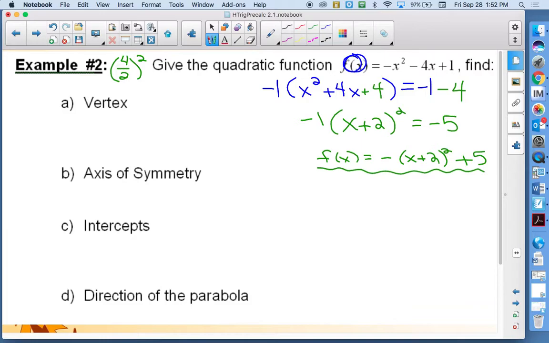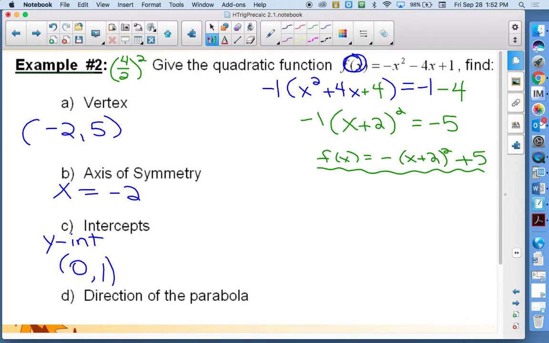Eris, what is the vertex? And the axis of symmetry? And how about the y-intercept? +1, awesome, nice job. So those 3 things, we have the work finished. Vertex and axis of symmetry use the standard form, the intercept goes back to the original form. So look at that last +1.